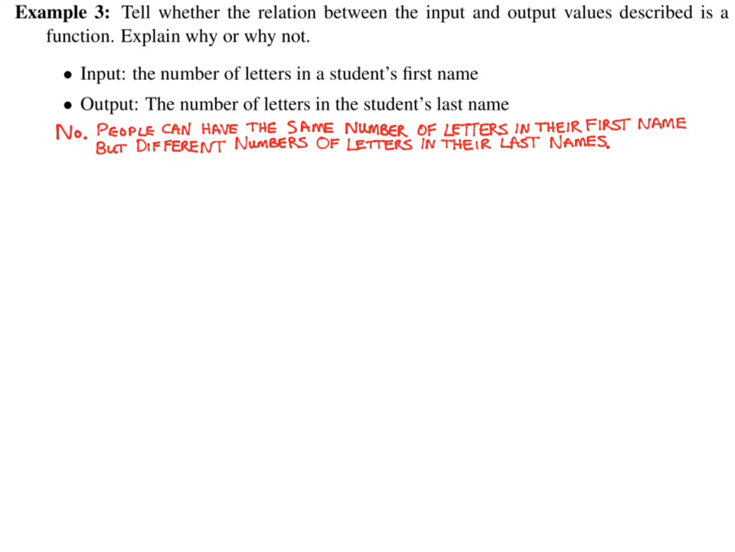My name has 3 letters in my first name and 7 letters in my last name, and not everybody with a 3-letter first name has 7 letters in their last name. For example, last year in Algebra 1, in this one class, I had 3 guys named Sam. Not even the same letters, just the exact same first name, but their last names all had different numbers of letters. All right, so that's example 3.